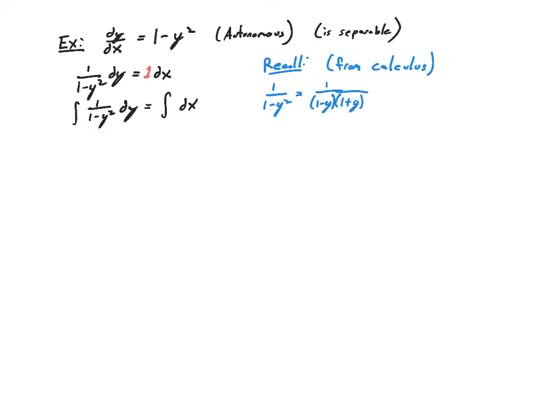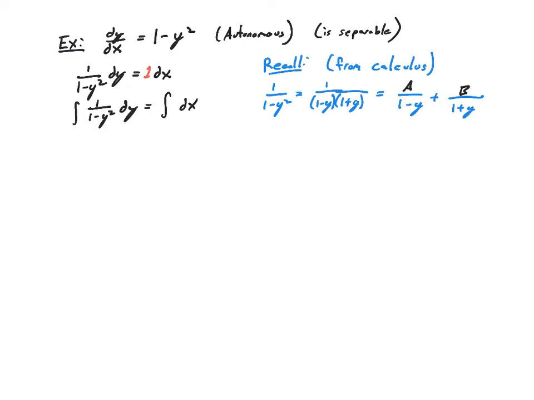Now in calculus 2, you learned what's called partial fraction decomposition. So I'm going to write this as a over 1 minus y, with a placeholder a in the numerator, plus b over 1 plus y, with b in the numerator.